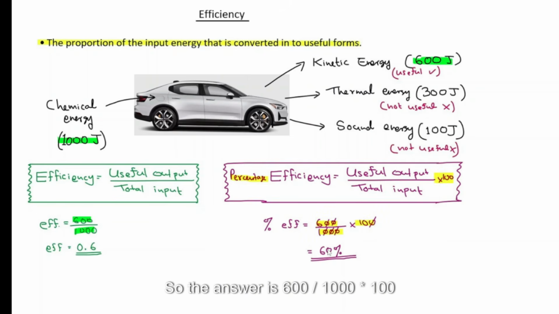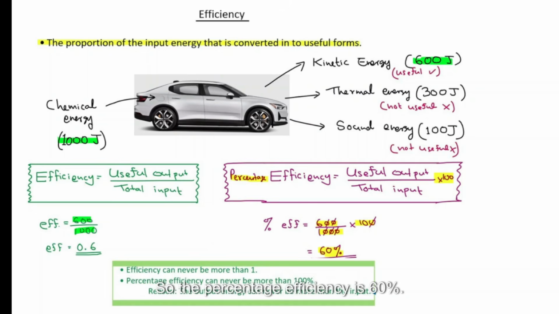So the answer is 600 divided by 1000 multiplied by 100, and the answer is 60%. So the percentage efficiency is 60%. Efficiency itself is 0.6. Here is a really important thing you need to memorise. Efficiency can never be more than 1.